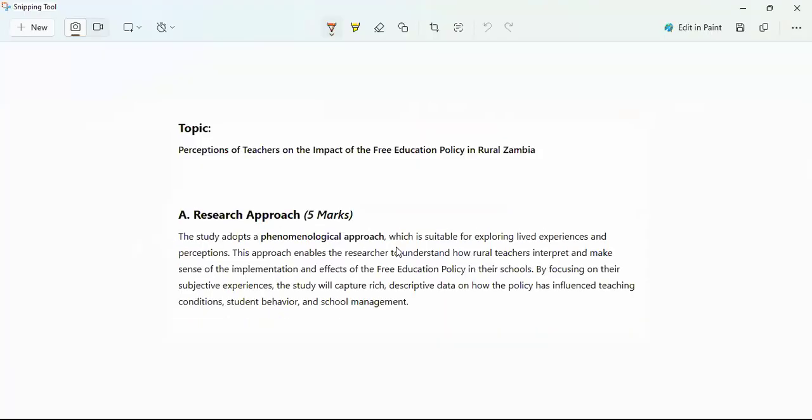A phenomenological approach. Why is it suitable? Because it explores the lived experiences and perception of these teachers. So the approach will enable the researcher to understand how these teachers interpret and make sense of the implementation of free education. They'll focus on their subjective experiences. The study also captures rich descriptive data on how the policy has influenced their teaching conditions. All right. Then what research design do you think can be aligned to that one?